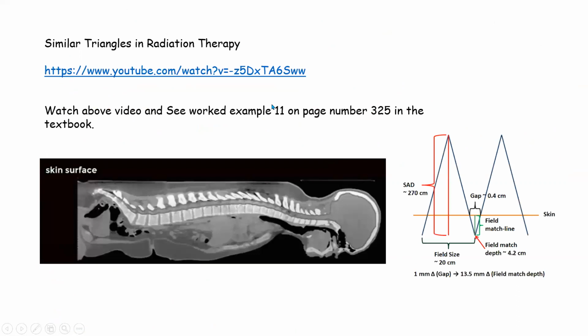All right, the next one. As an application of similar triangles, as I mentioned, it's also used in radiation therapy. And you can watch the video. It's a nice video. You can watch it on this link. And there is a similar diagram you will find in your textbook on page number 325, which is a solved example. Have a look at that, and that's it. Once you are done with that, you can solve some more questions from this exercise, and that's it.